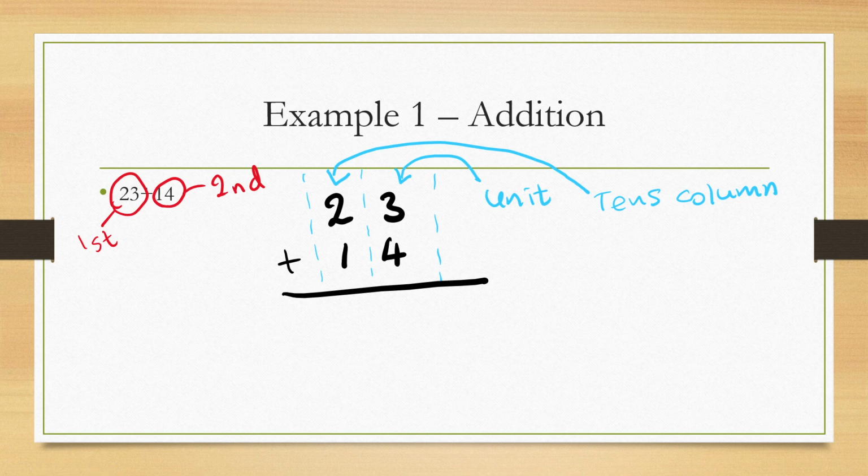So to start off with, we're going to start from the units column. From the units column, you do 3 plus 4. So 3 plus 4 is 7. You write 7 right underneath the 3 and 4. And then you move on to the tens column. In the tens column is 2 and 1. So 2 plus 1 is 3. Okay, so the answer is 37.